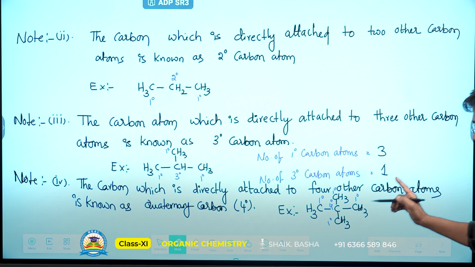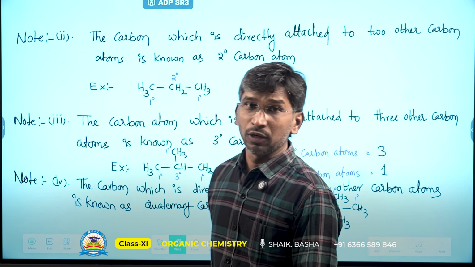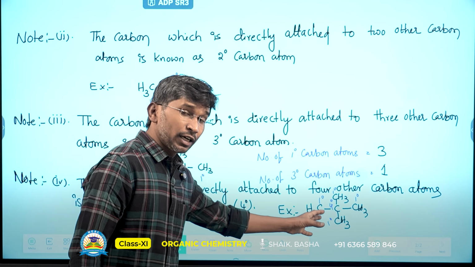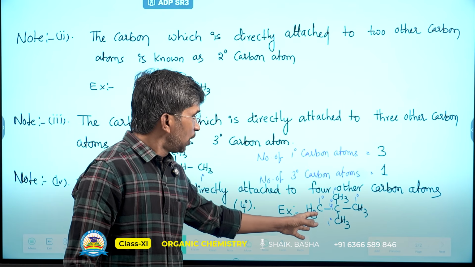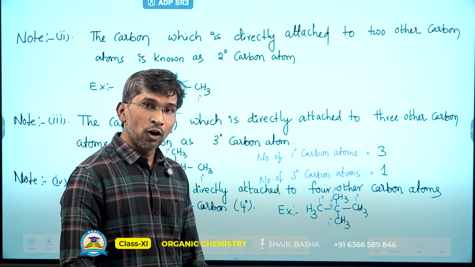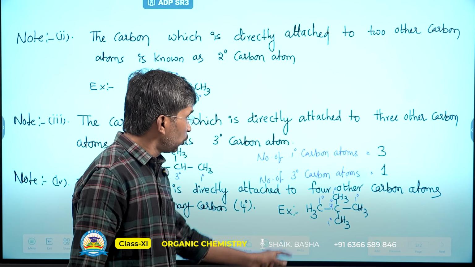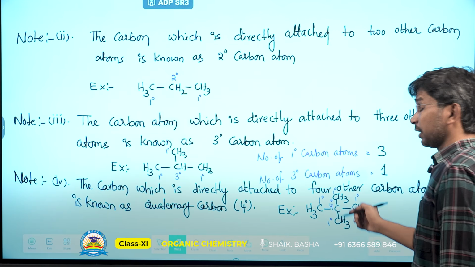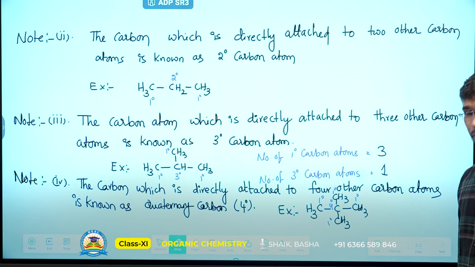Then, in this example, how many types of questions can we generate? In the given molecule, how many types of carbon atoms are there? That is the first question. How many types of carbon atoms are there? 2 types of carbon atoms are there. What are those? Primary type and quaternary type.